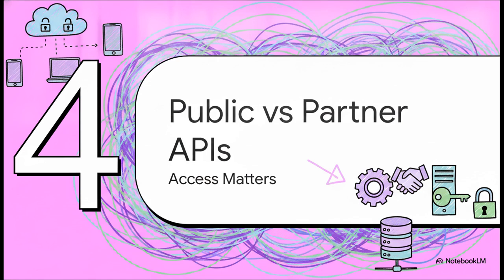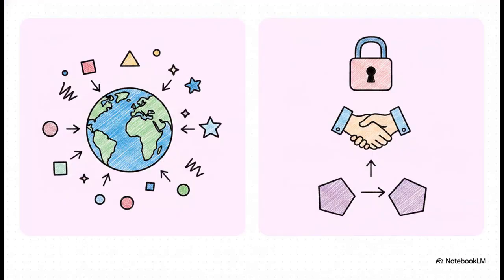Let's shift gears to Section 4, Public versus Partner APIs. Now, what's really interesting about this is the stark contrast in access strategies. On one hand, you have public APIs, like Google Maps. Google actively wants developers to embed their maps into millions of apps, whether it's Uber, Airbnb, you name it. So they make these APIs publicly available to developers all over the globe.